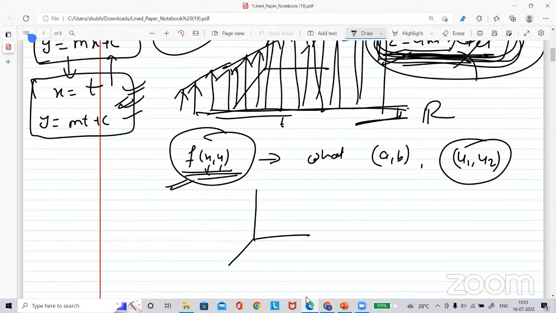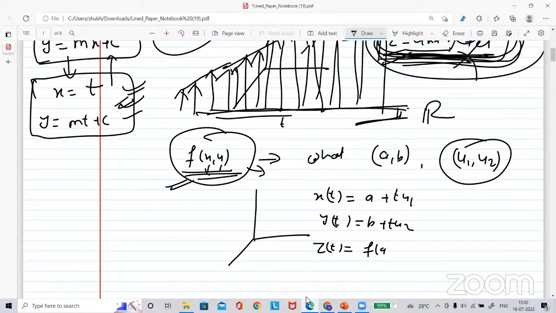So the tangent line at point (a, b) in the direction of (u1, u2): the formula is just the parametric equation, which is x(t) equal to a plus t u1, y(t) equal to b plus t u2, and z(t) is equal to the value of the function at that point plus t times the directional derivative of the function in direction u, let's say this direction is u, at that point.